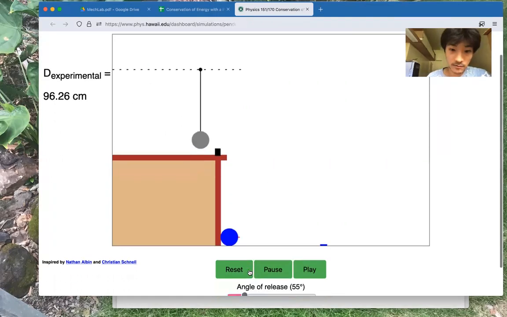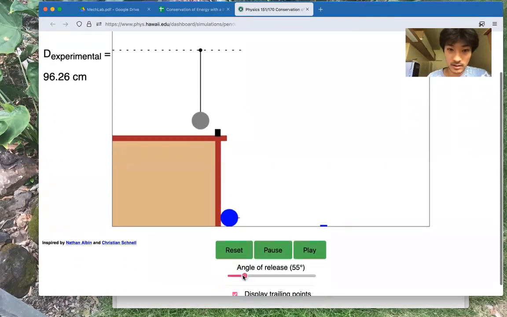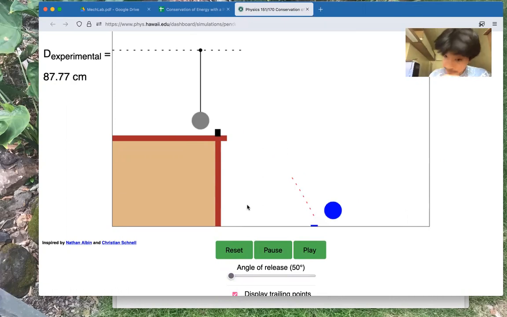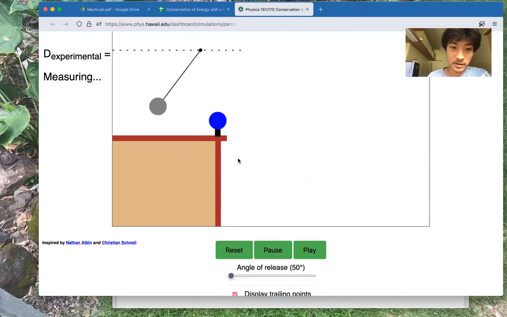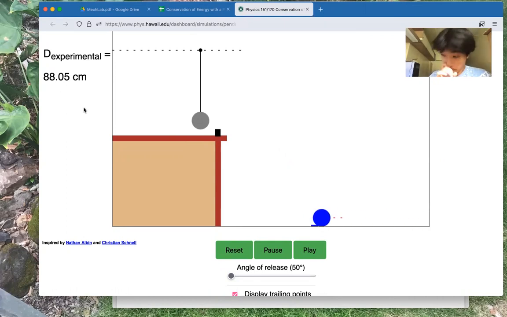So what you can do is set the angle. If you scroll down here, you can change the angle of release, so how far up it goes. If I change it to 80, it starts up there. But if I change it to 50, it only starts down here. You can do the experiment by clicking reset, and once you click reset, it'll say measuring. And when it hits the ground, it'll tell you how far it went.